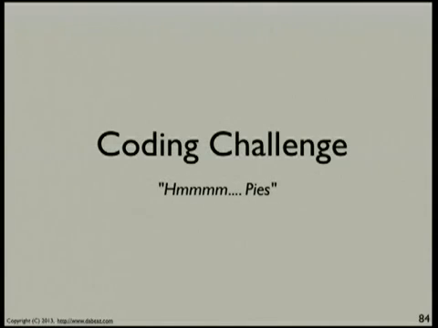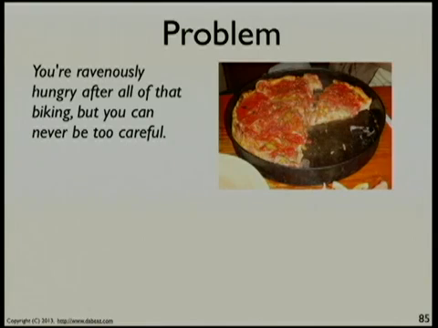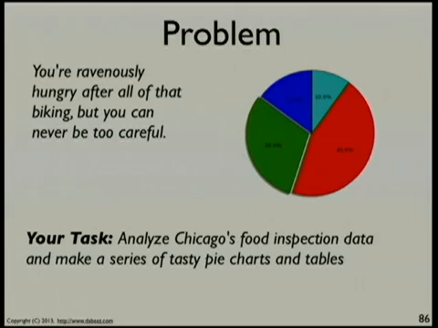So the final thing we're going to do here, let me see how we're doing on time. Pies. Chicago theme. Got to have pizza. So the problem here, very hungry after all that biking on the potholes. But food safety is nothing to mess around with, right? You don't want to get food poisoning or anything like that. So we're going to analyze the Chicago Health Department food inspection database of restaurant and grocery store inspections.